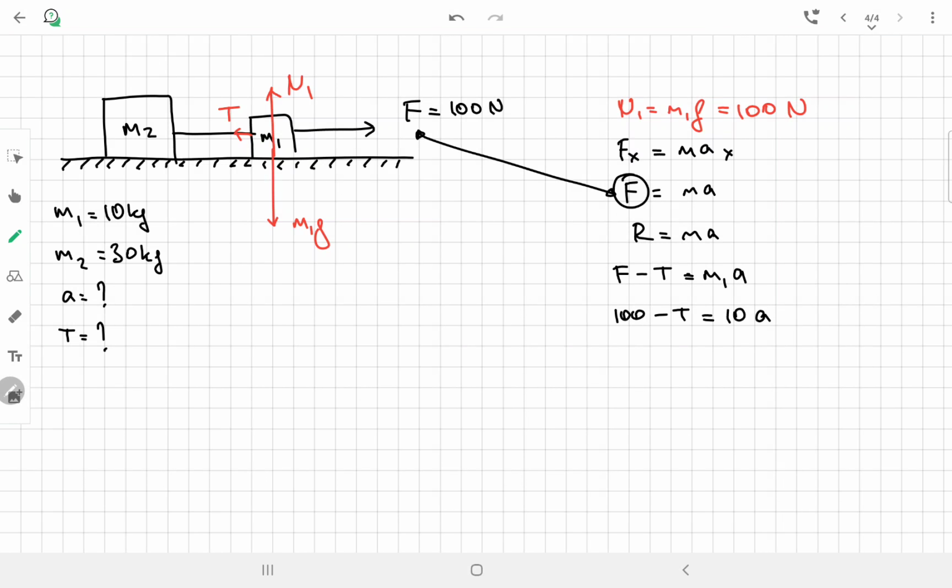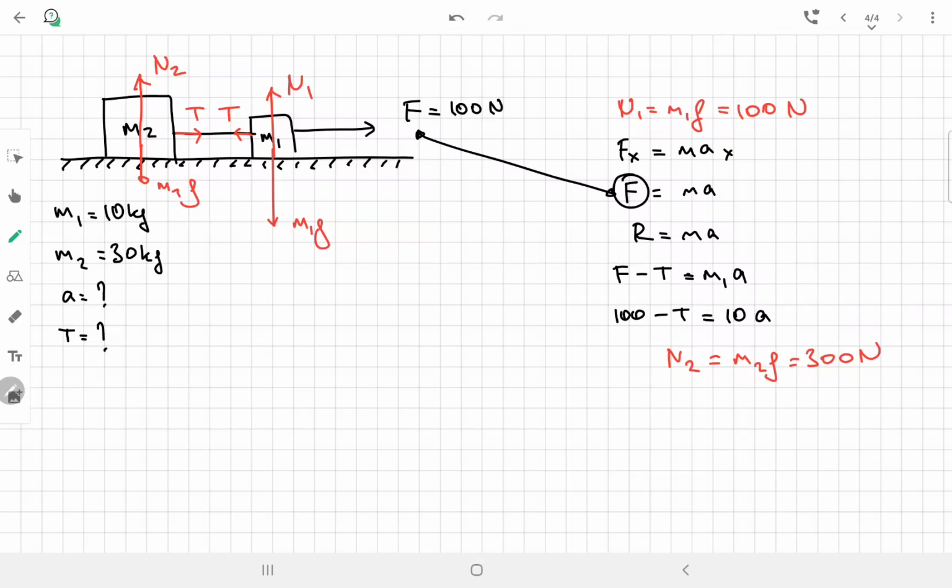We know that the second object will move in the same direction, to the right. Why? Because there is a rope. The same rope which is trying to stop the first object will try to move the second object. Same tension because same rope. Basically, tension will be directed to the right for the second object. And we have a weight M2g, and of course there is a normal force N2. Again, it will not move in vertical direction, so N2 reaction force equal to weight, which is 300 newtons.